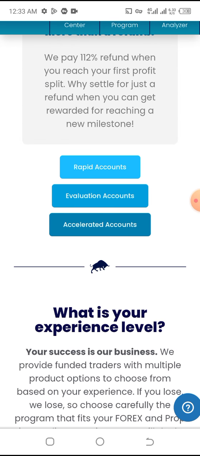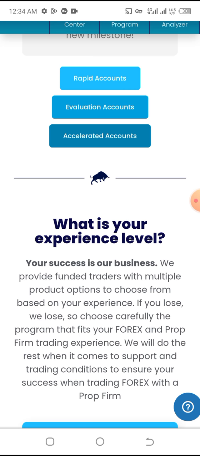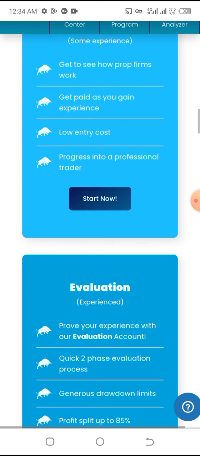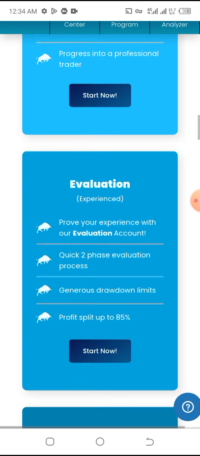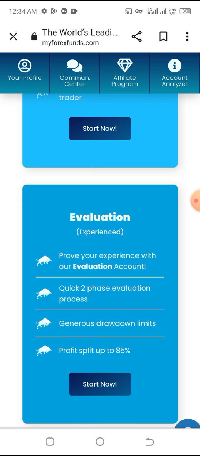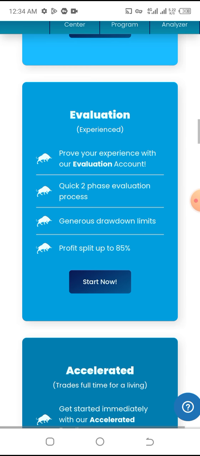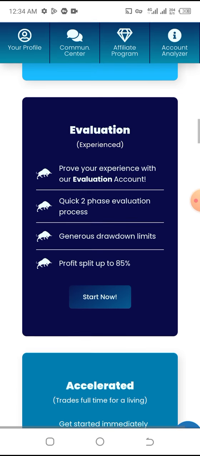The first thing I'll start with is evaluation. I'll give you the advantages and disadvantages of evaluation, how to buy an account, and all their rules. When you talk of evaluation, we have the rapid and then the evaluation. One thing you have to know: the rapid account, I don't advise you to go for that. Evaluation, I always advise you 99% to go for that. Accelerated, I don't advise you to go for that either, but I'm going to explain. Someone might fall in love with it and go for it. Now let's first begin with the evaluation account.